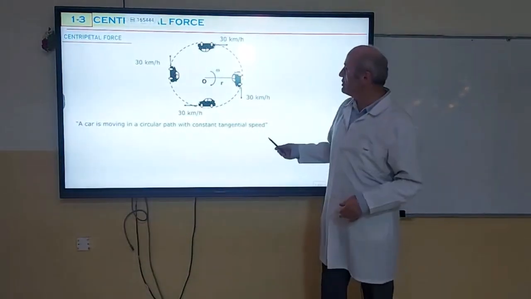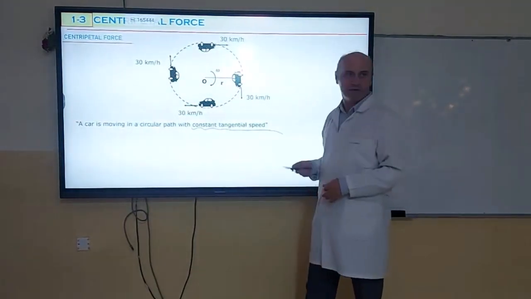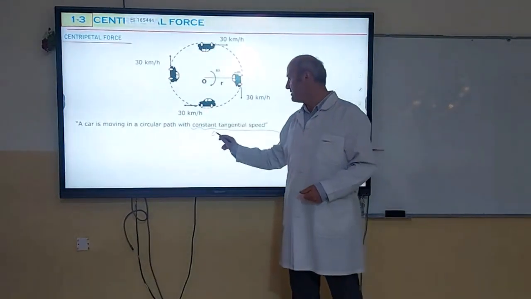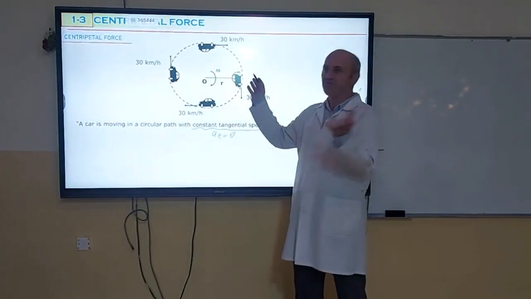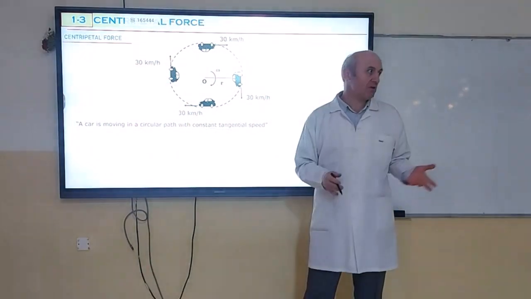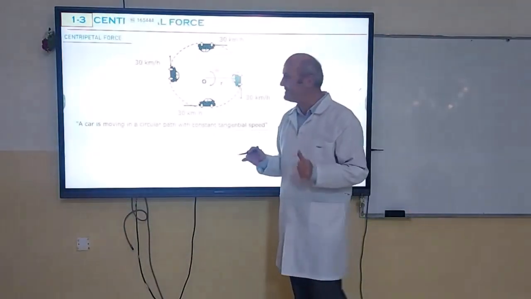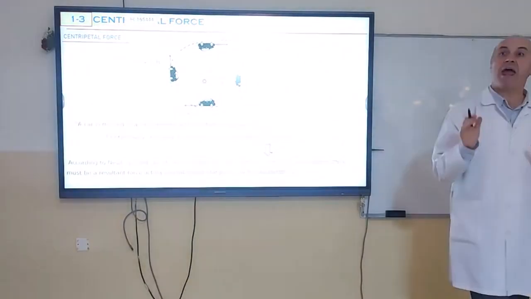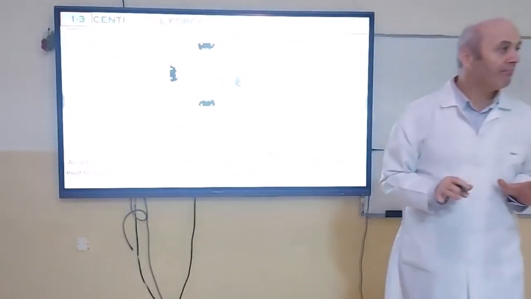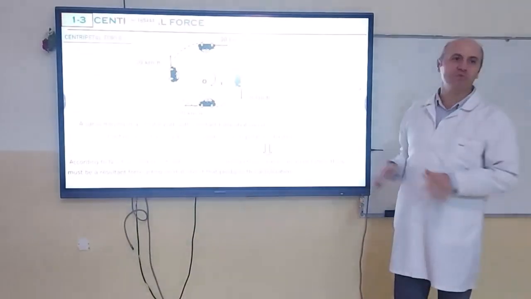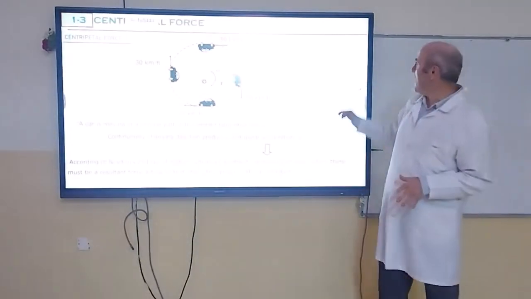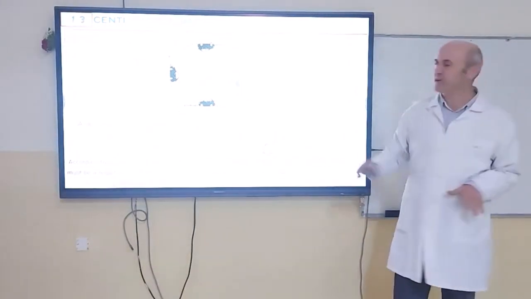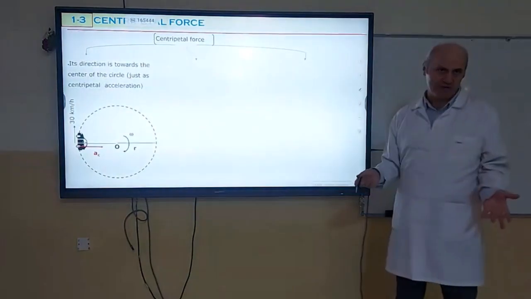If an object is moving on a circular path at constant tangential speed, so what does it mean? AT is 0, but direction is continuously changing. There's AC, there's an acceleration, AC. Continuously changing direction produces AC. As I said, every acceleration is because of some net force. So this net force is named as centripetal force. It will have the same direction as the centripetal acceleration according to Newton's second law.